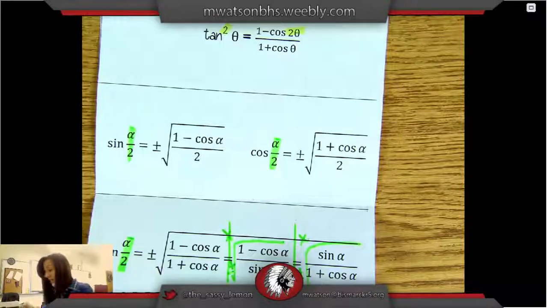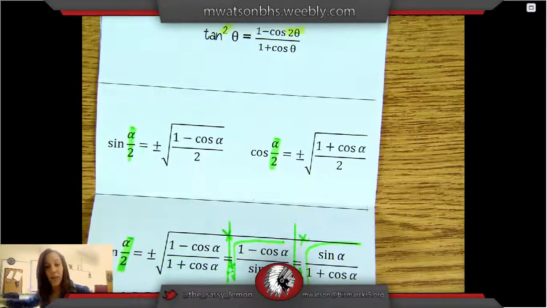Alright, so now let's look at doing some problems with these formulas.